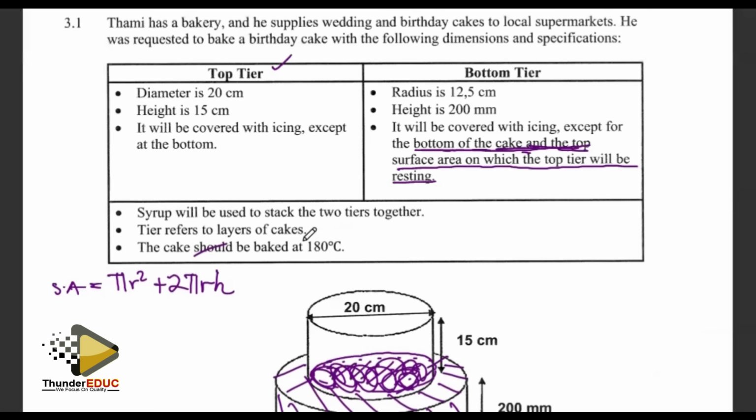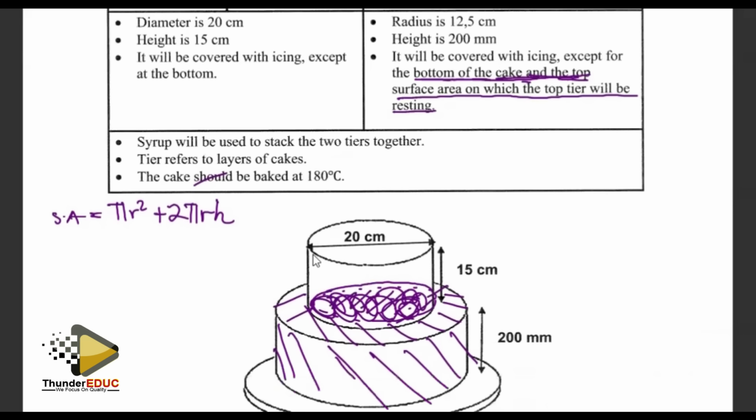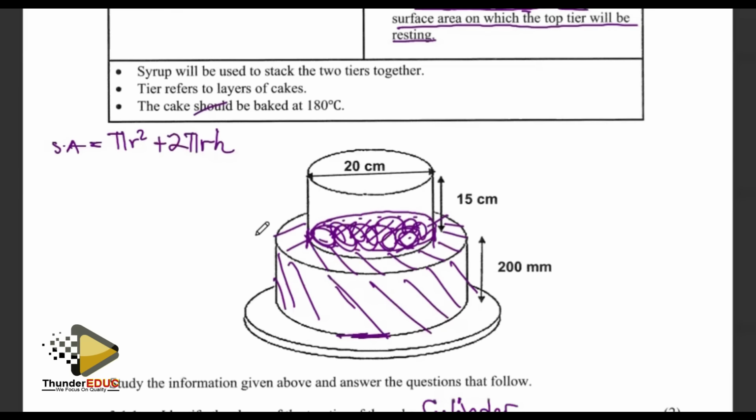Why? When you look at the scenario here, they're telling us the bottom cake will be covered with icing except for the bottom of the cake, which is below here, down there, and the top surface area on which the top tier will sit. So where this cake is sitting, we shall not consider that. There would be no icing. So first and foremost, we shall find this.